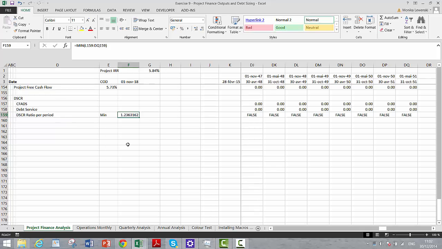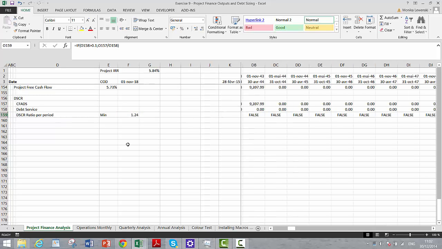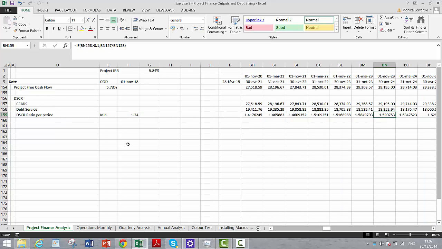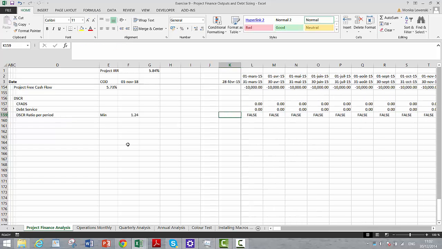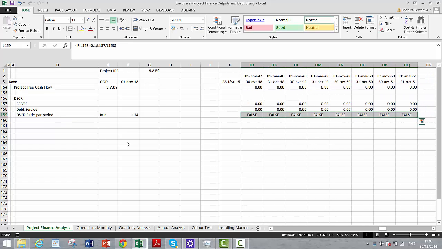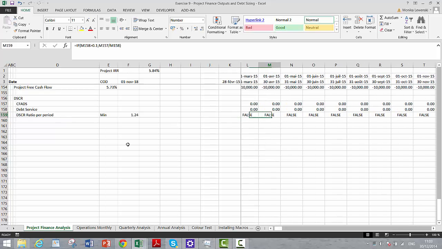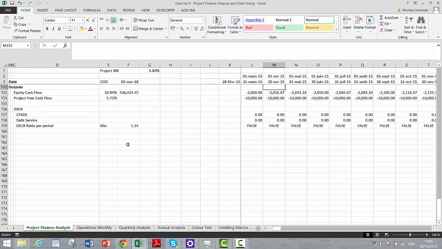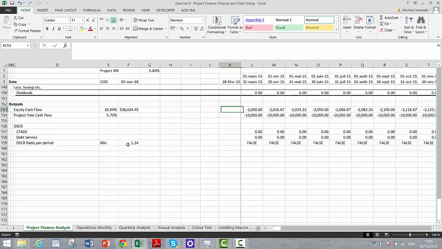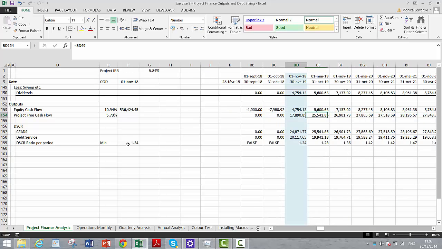Now you see that it did not take the difference to be, it did not take the falses to be zero. Instead it just ignored the falses in the calculation. Now, of course, we get a higher equity IRR than we get a project IRR because our interest cost is less than the overall project IRR.